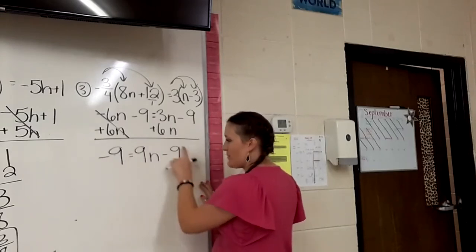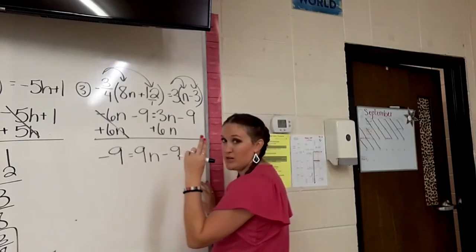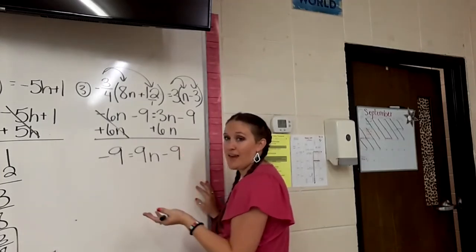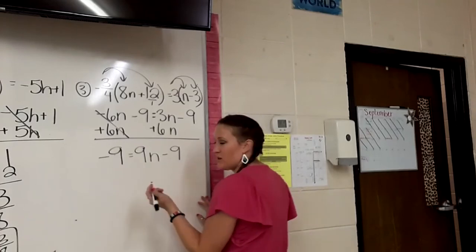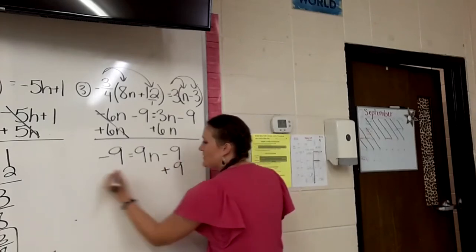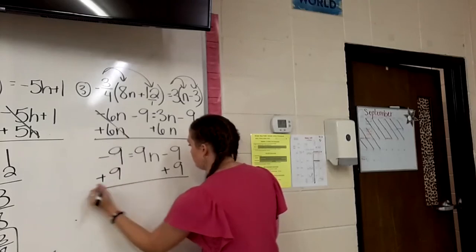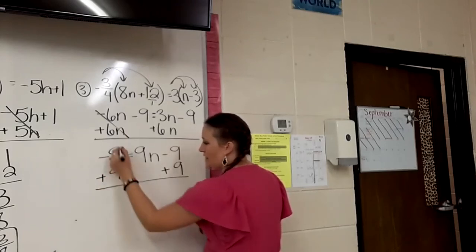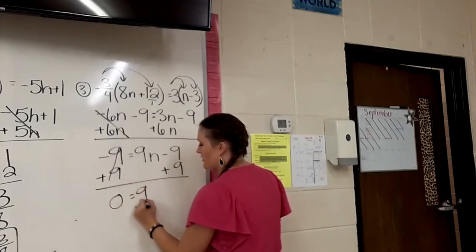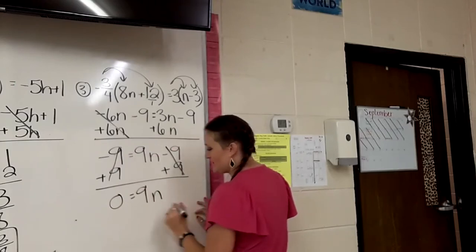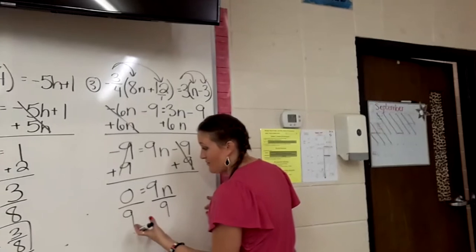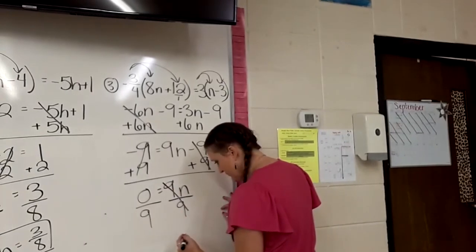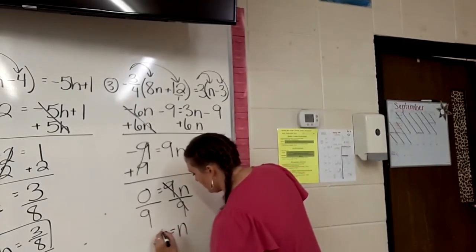You get rid of the one that's by itself first. Remember, it's PEMDAS backwards. You start with adding or subtracting, then multiplying or dividing, because you're doing the opposite on everything. So it's subtracted, so we add. Negative 9 plus 9 is 0. Negative 9 plus 9 is 0. Well, anything divided, or 0 divided by anything, is just 0.